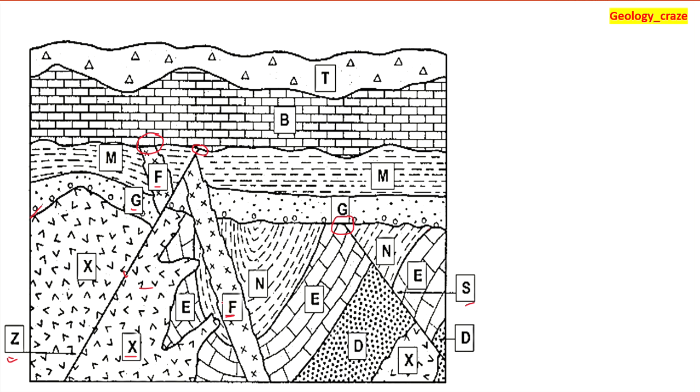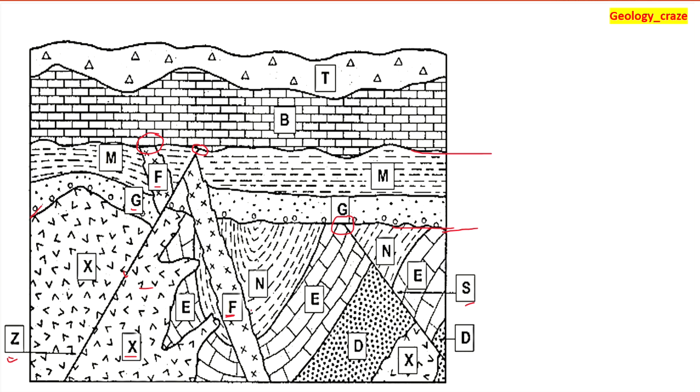Now we are able to see that there is an unconformity and one more unconformity here. There are two unconformities present. Now this granite is older and this strata is also older, but it lies below the unconformity. So which one is the older bed? Either this granite is older or this strata is older, D, E, N. And there is a fault. Now we have to decide which one is the older one: either this fault, this granite intrusion, or this strata.